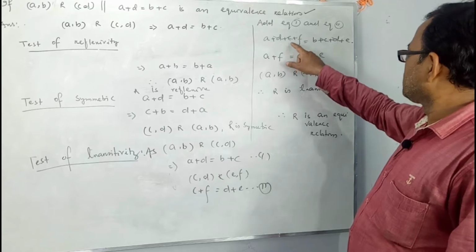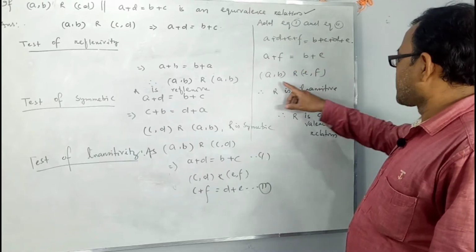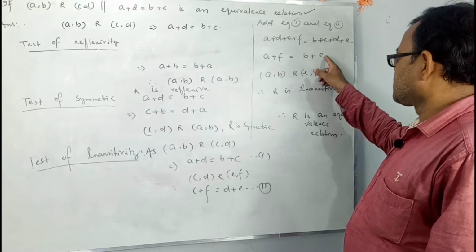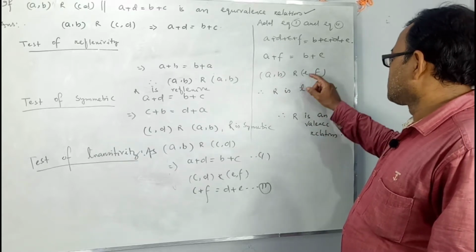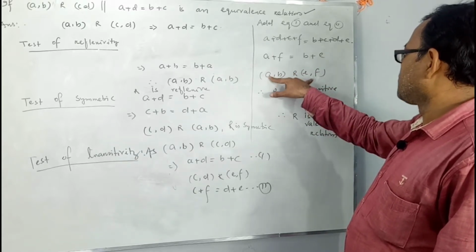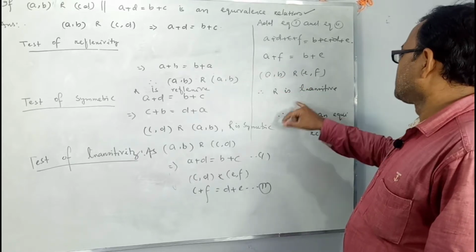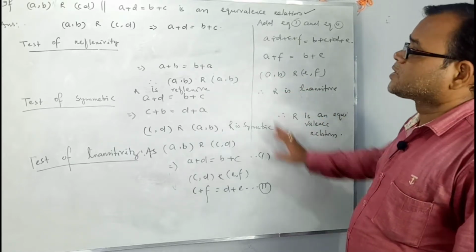While adding equation 1 and 2, the d plus c will be cancelled from both sides. Therefore, a plus f equals b plus e. So first plus fourth is equal to second plus third. Therefore, the relation is also transitive. Therefore, it is an equivalence relation.